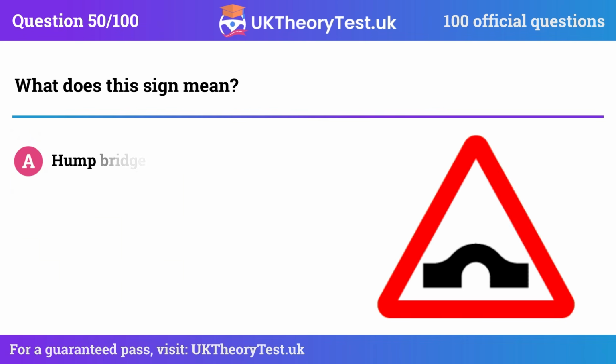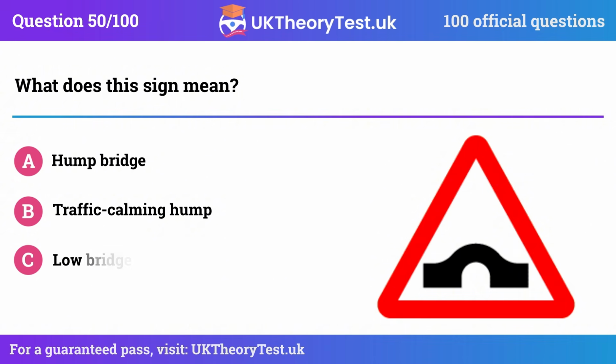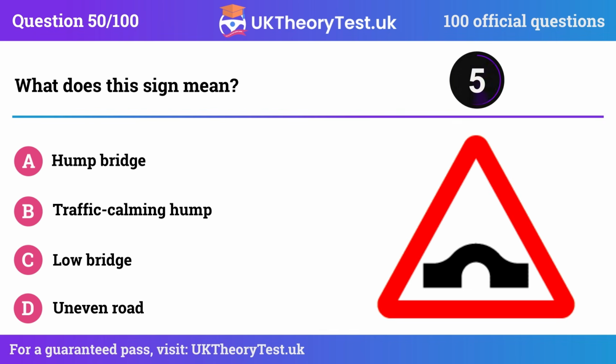A. Hump bridge. B. Traffic calming hump. C. Low bridge. D. Uneven road.